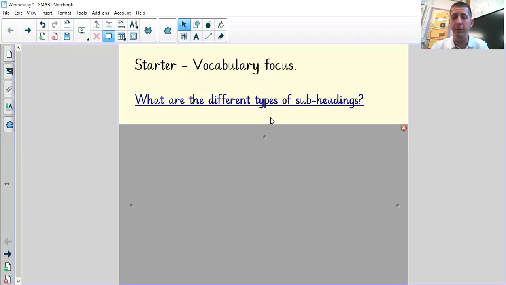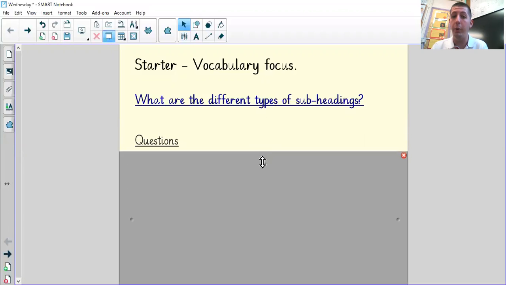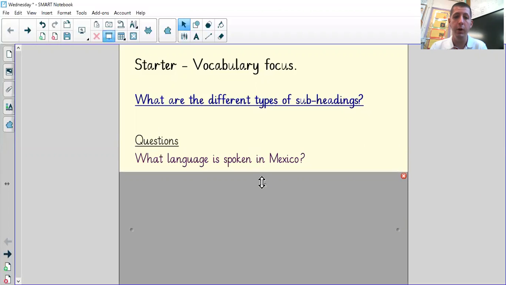We did do subheadings back in the autumn term when we looked at a farmyard non-chronological report. So I wonder if you can remember any of those different types. So the first one I can think of is a question subheading. Now, a question subheading will ask the reader something that they want to find out about. For example, what language is spoken in Mexico? And then your paragraph of writing would be explaining all about the language that's spoken in Mexico and why that's spoken. I wonder if you can come up with your own question subheading about Mexican clothes.